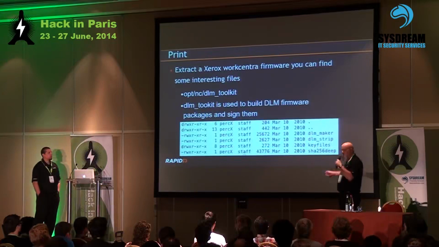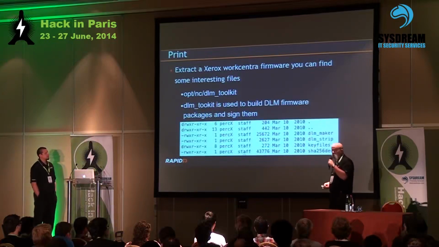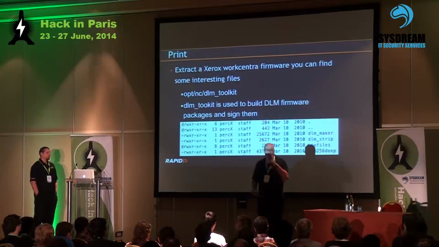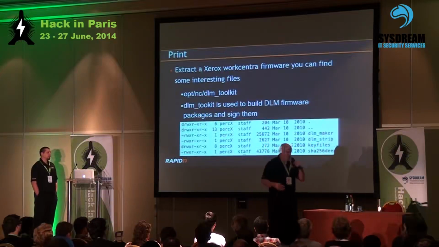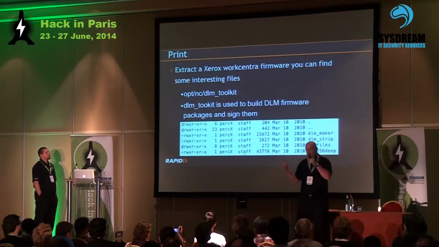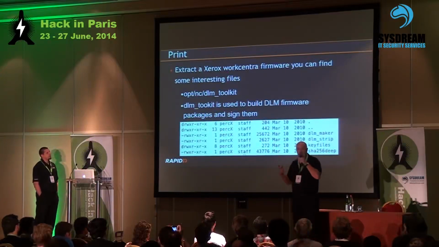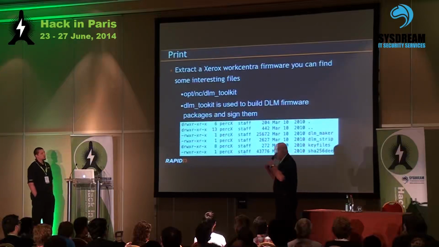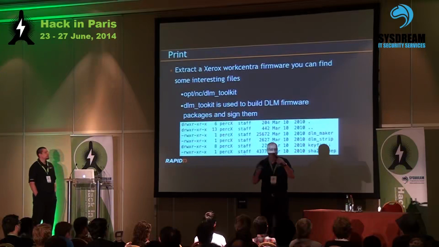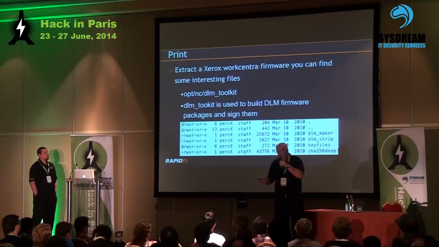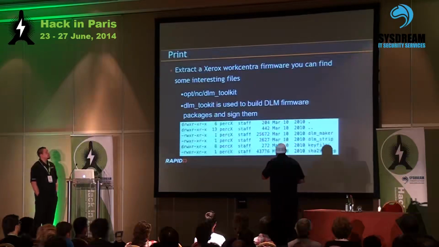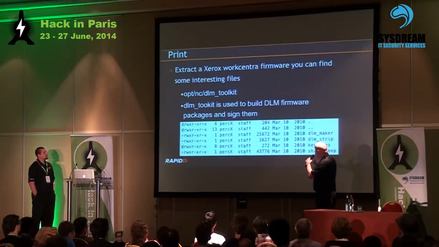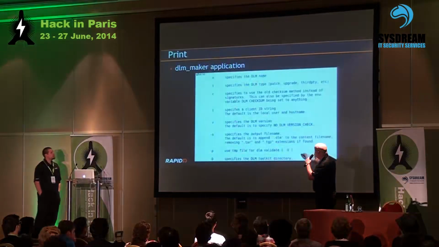So the whole signing process for a DLM, dynamically loadable module, on a large series of Xerox work centers, up until I told them about how I did this, used symmetric keys instead of asymmetric keys. So there's no public-private key pair. It was a single key, and that was used to sign and validate signatures also. If we take that DLM maker and actually run it, we get the command structure.